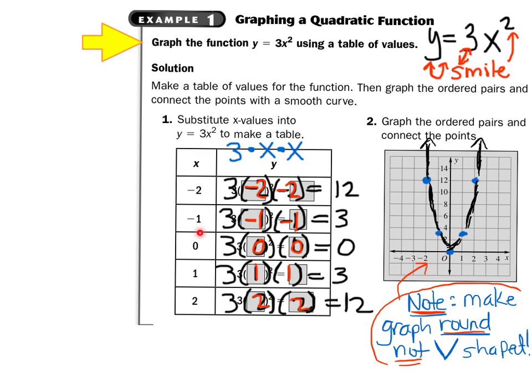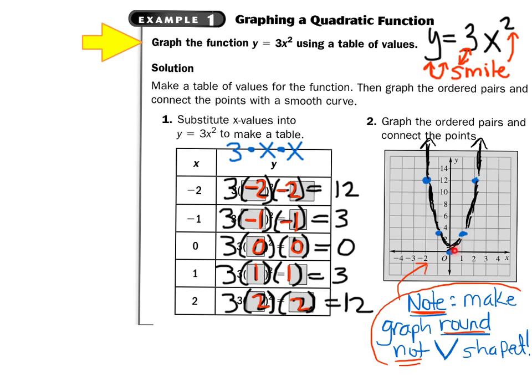Now let's do -1. So 3 times -1 times -1. -1 times -1 makes a +1, and +1 times 3 gives us 3. Let's graph that point. Start at the origin, go to the left to -1, get in the elevator, go up to 3, and put a dot. Now let's input 0. So 3 times 0 times 0 just makes 0.